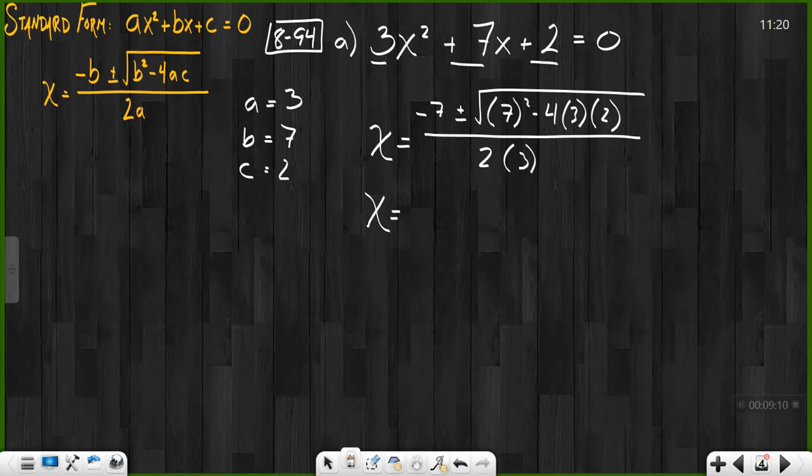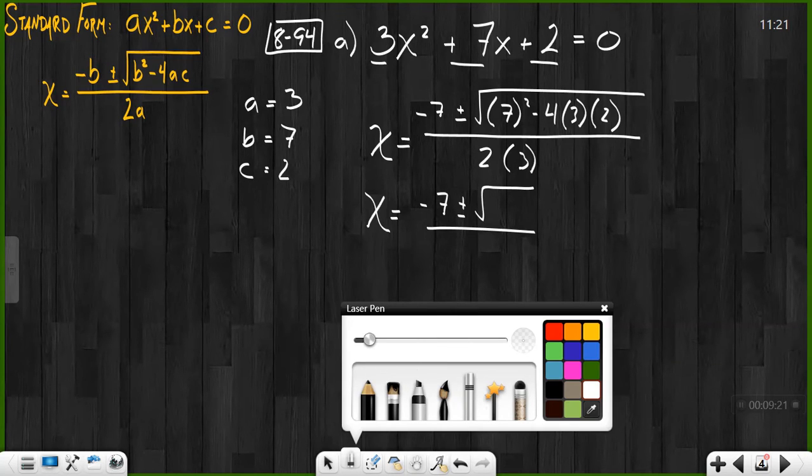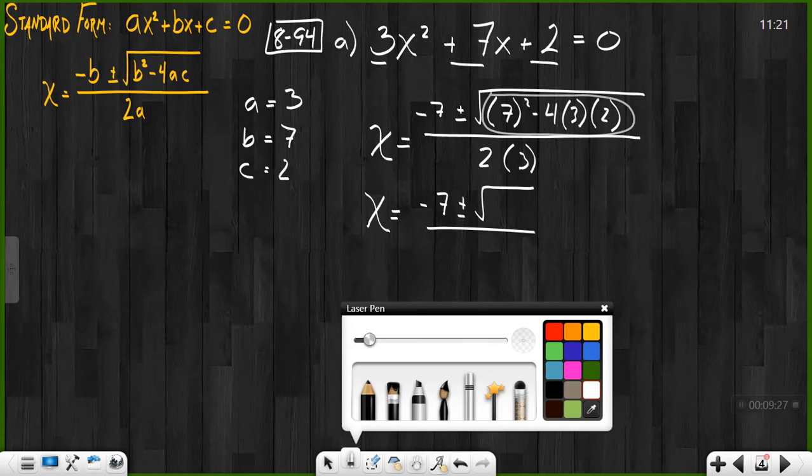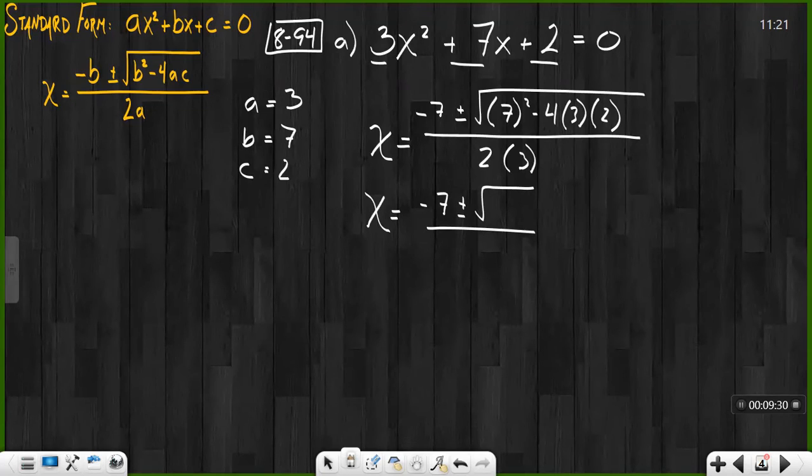And I want you to simplify this down to negative 7 plus or minus the square root of one number, all over another number. Take your calculator right now and plug in from this parenthesis all the way over to that parenthesis. Go ahead and do that, and then we'll see what we get. You should have gotten 25. And on the bottom, 2 times 3 is 6.